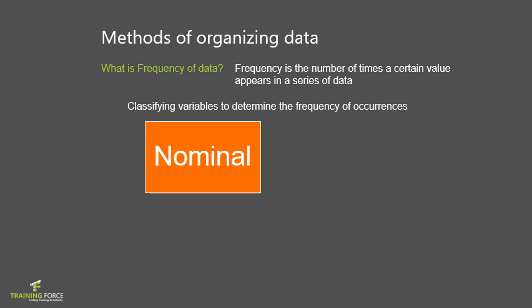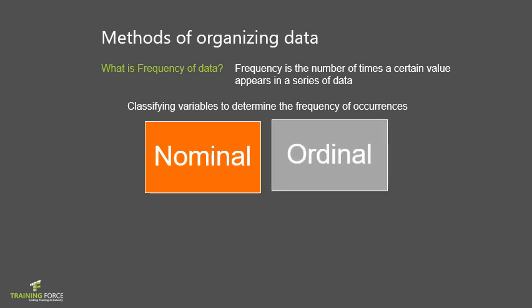All right, then we get ordinal variables, which allow us to rank order the items we measure in terms of which has less and which has more of the quality represented by the variable.